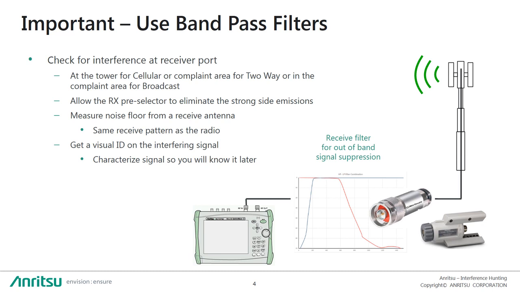If instead of cellular, this is some broadcast communication, such as FM radio, you need to measure in the area where the complaints were made. Nevertheless, it's always important to use an RX preselector, either the filter of the actual radio receiver or a standalone filter that is very similar. You then see the same receive pattern as the radio and can get a visual ID on the interfering signal.